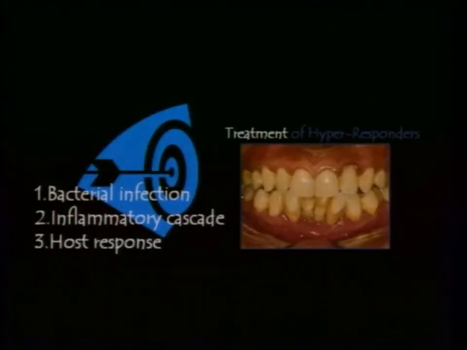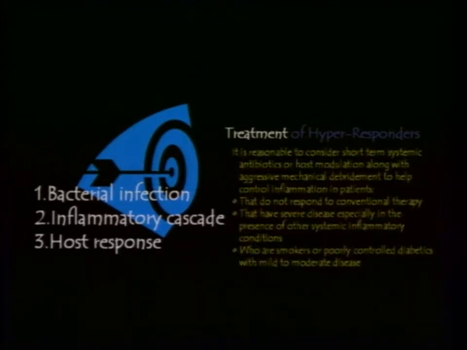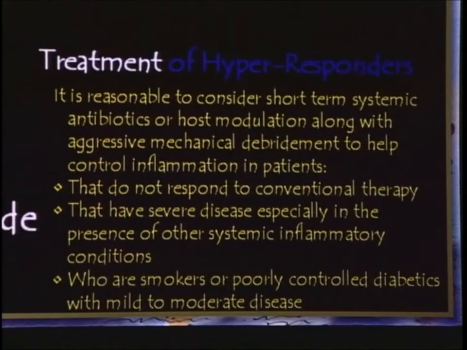So how are we going to treat these folks? Well, it's reasonable to consider short-term systemic antibiotic or host modulation along with aggressive mechanical debridement to help control inflammation in patients that don't respond to conventional therapy, that have severe disease, especially in the presence of other systemic inflammatory conditions, and who are smokers or poorly controlled diabetics with mild to moderate disease.